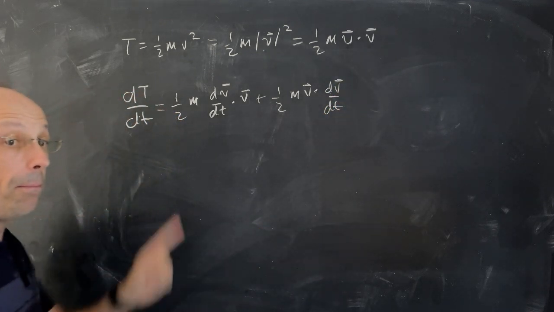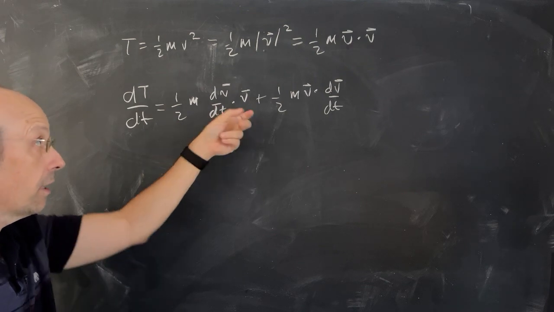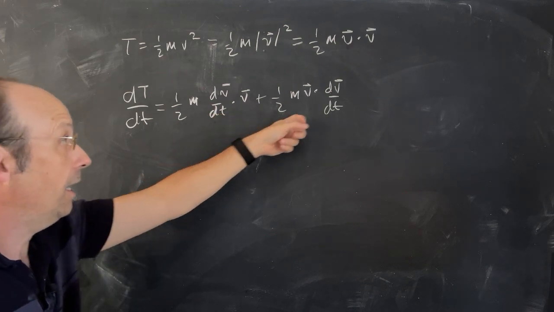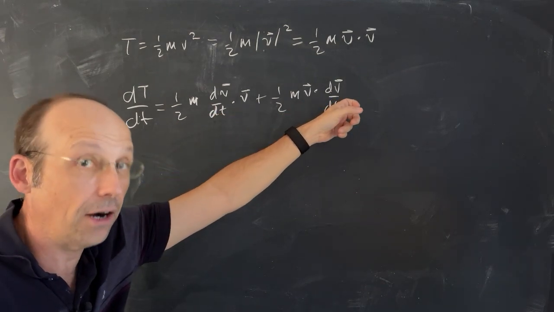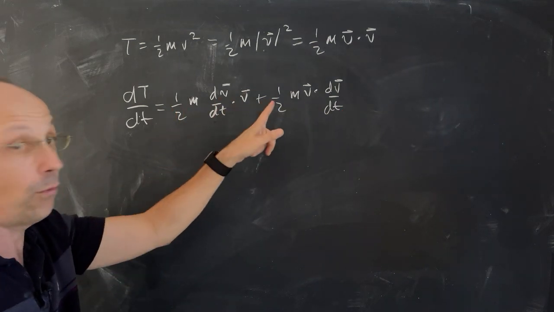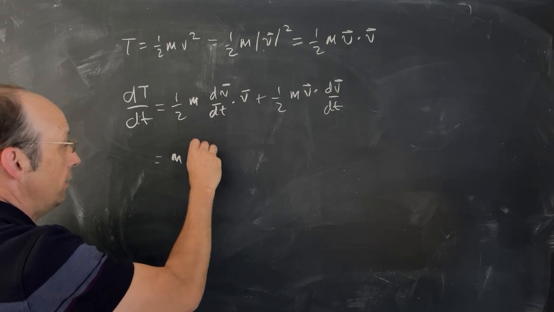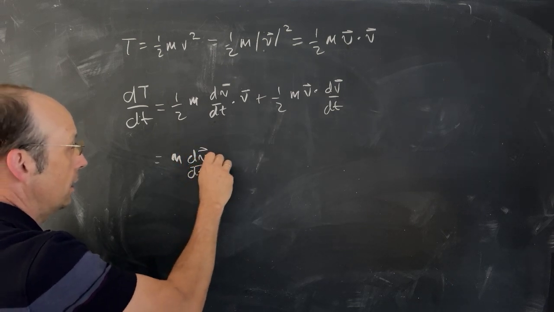But since the dot product commutes, dv/dt dot v and v dot dv/dt are the same. So these two terms are the same. If I add them together, 1/2 and 1/2 is 1, so I get m dv/dt dot v.